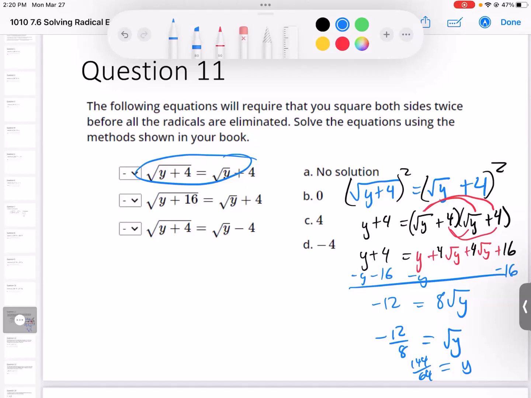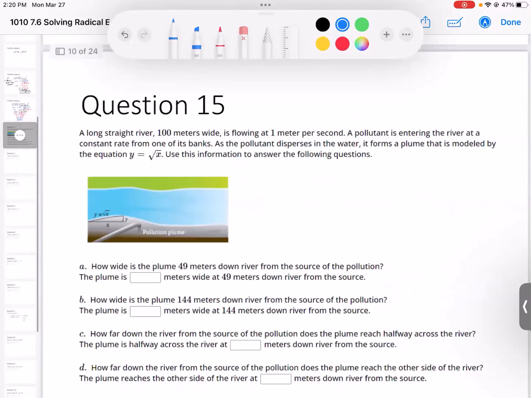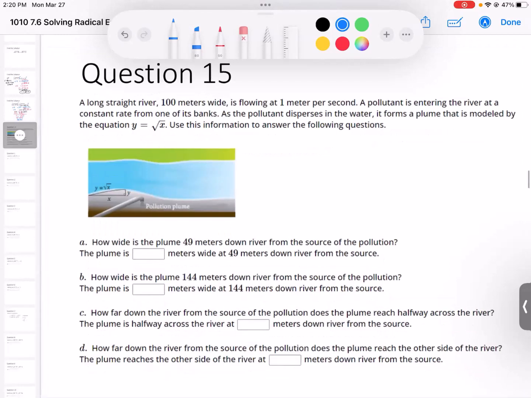The last question I want to go over on your homework before I let you guys start working on your own is question 15. So if you guys want to, you can open up your laptops real quick and go through question 15 with me.